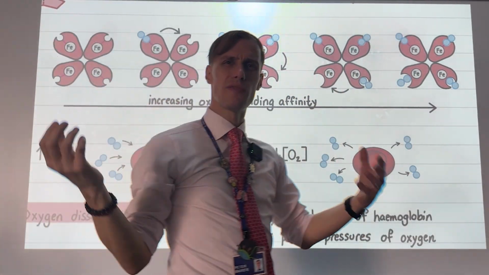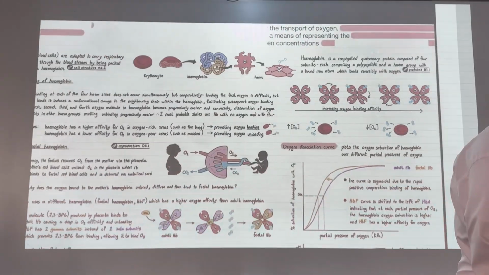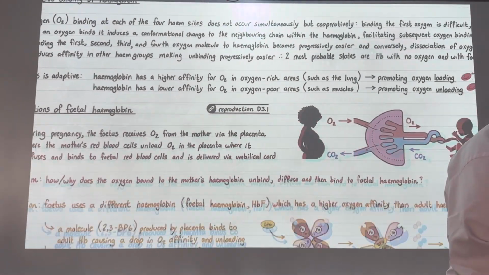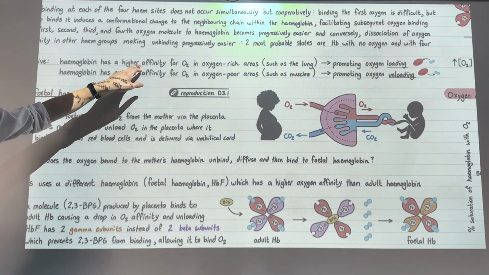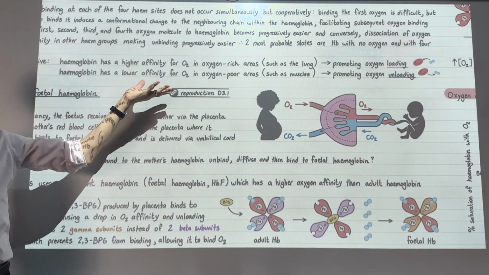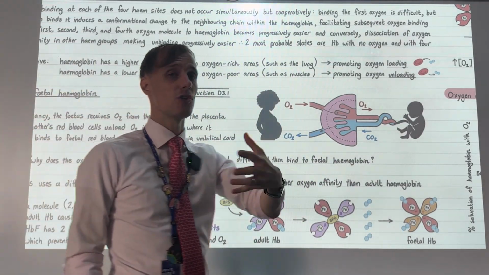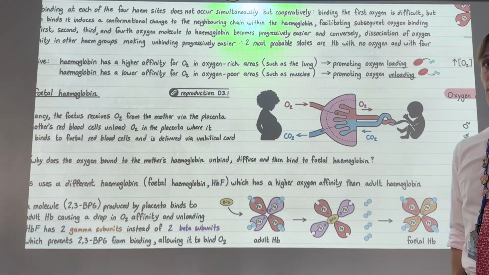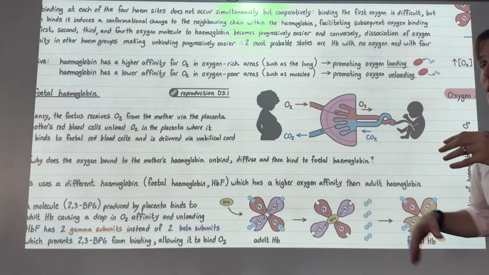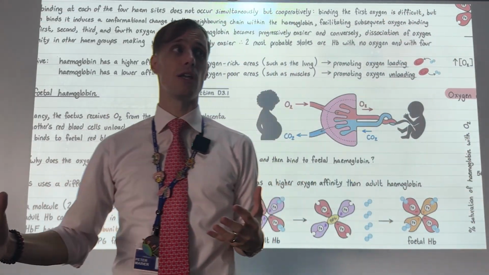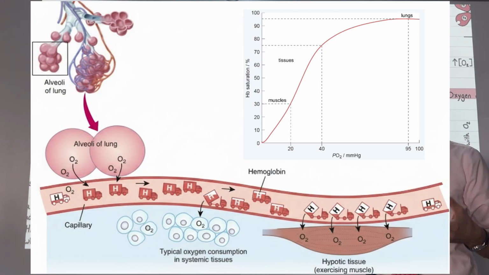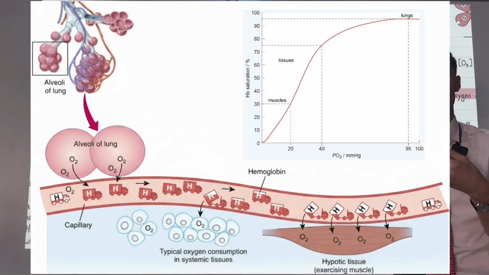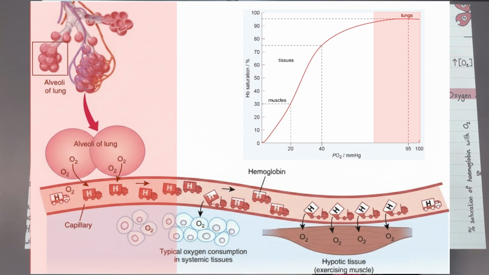So why does all of this matter? Well, this is actually very, very highly adaptive. Specifically, hemoglobin is going to have a much higher affinity for oxygen in really oxygen-rich areas, like the lung. What that means is that in areas of very high oxygen, it's going to promote oxygen loading, meaning oxygen loading is going to happen in areas where oxygen is really high.